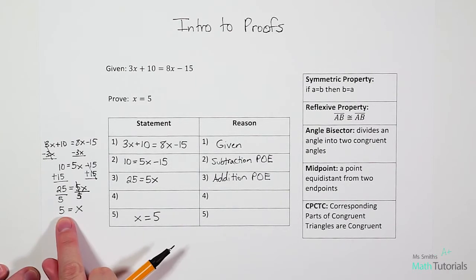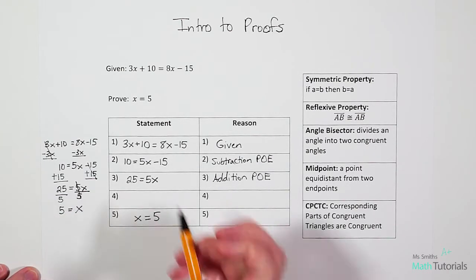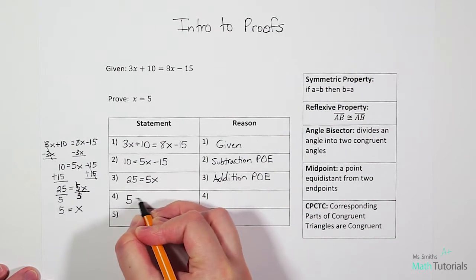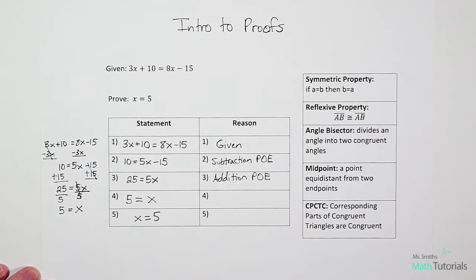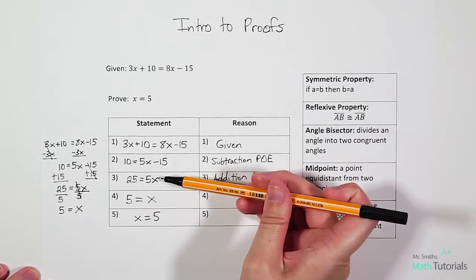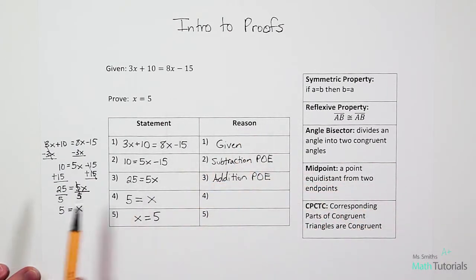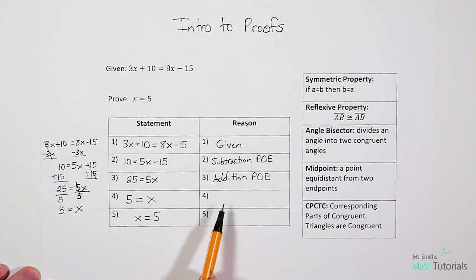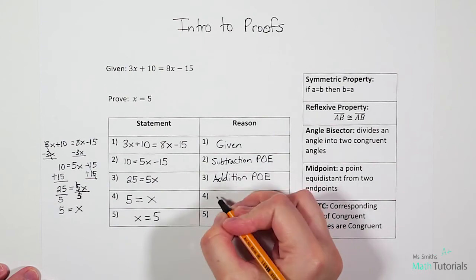So at this point for step 4, let's bring over, we've got 5 equals x. Now, what was the reason? How did we go from step 3 to step 4? Looking back at our work, we divided, right? So for here, we're going to use the division property of equality.